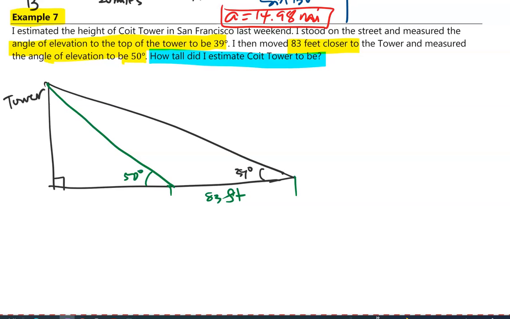We know that if this is 50 degrees, then definitely this is 130 degrees, straight line. And if this is 130, you'll be able to get this angle here. So 180 minus 130 minus 39 is equal to 11 degrees. So this is 11 degrees. And with this triangle, using the red, we'll be able to solve for this side.